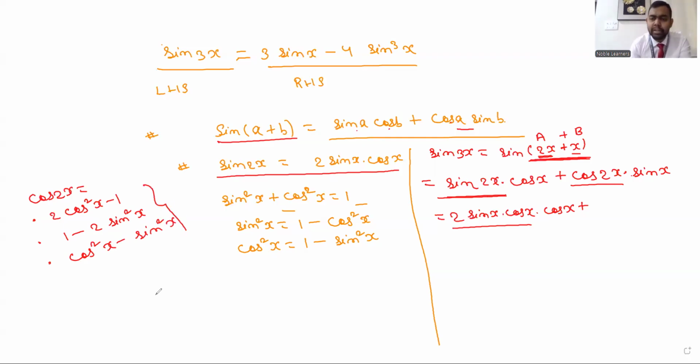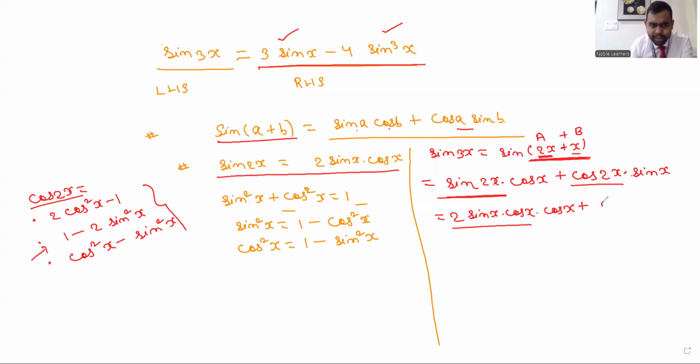Now, which formula is to be used in order to solve this question? For that, you need to look at your RHS. Everything I have in my RHS is in the form of sine. So I have to use such a formula for cosine 2x which is in the form of sine. So you are right, I need to use the second formula because I need to turn everything into sine. That's the point I'm making over here. Therefore, the second formula would be the fruitful formula for us.